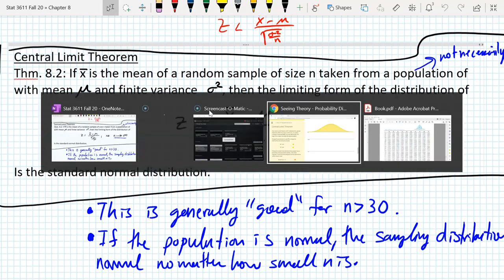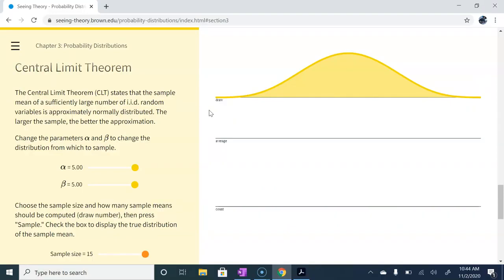So let me go ahead and tab over here. This is from the Seeing Theory website from Brown. If you just Google Seeing Theory and Brown, you should get a website here. It includes a lot of neat visualizations for common probability and statistical topics. One of them, of course, is the central limit theorem.